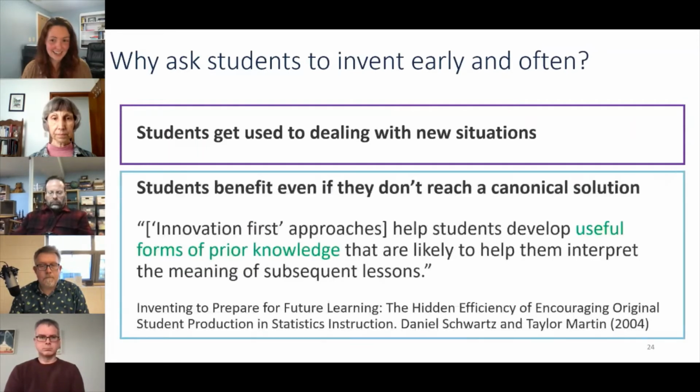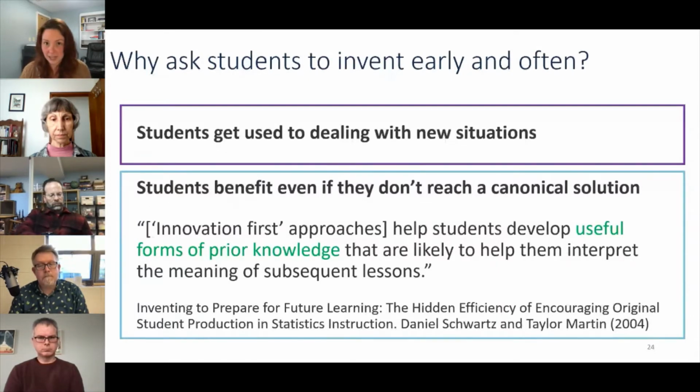And I want to say it feels like you can't ask students to invent early, because what if they don't get the right answer? But there's research that actually shows that students can benefit from trying even if they don't reach a canonical solution. The idea here is that by tangling with a problem, students actually develop useful forms of prior knowledge so that they can anchor their learning and understand more completely the problem they're dealing with, and why the canonical solution is a good solution.